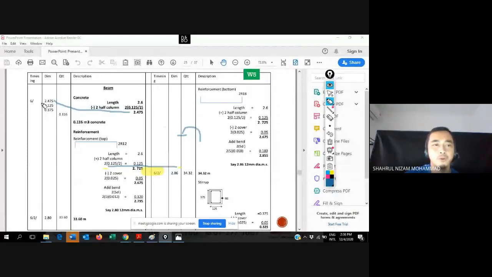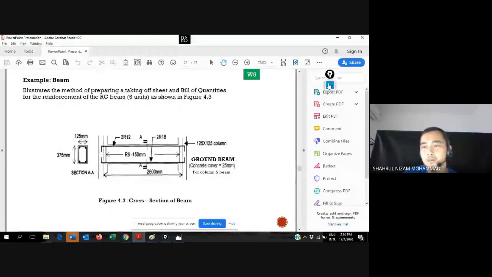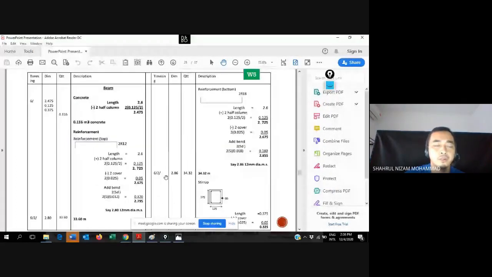And then for this value, we are going to look at the question. So it is provided at the cross section area whereby the depth is 375 and the breadth is 125. So you put this value inside of your dimension. Okay, and you will get the quantity.